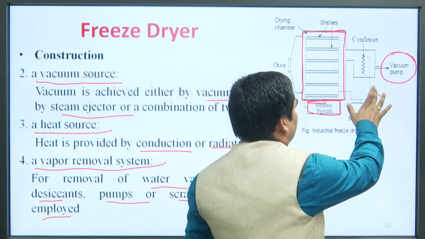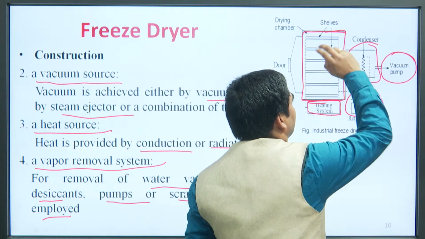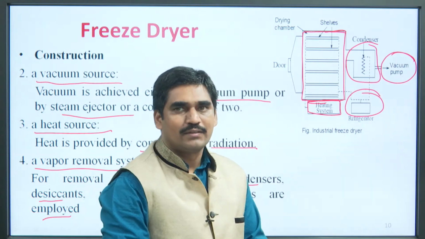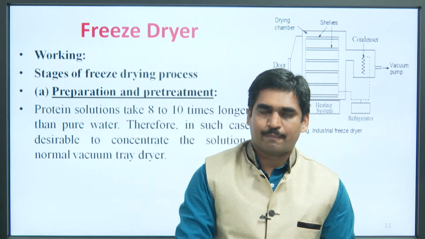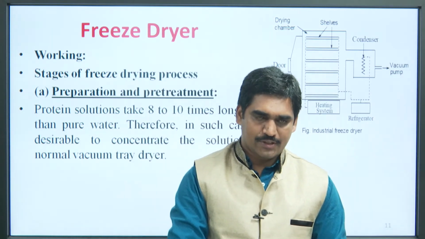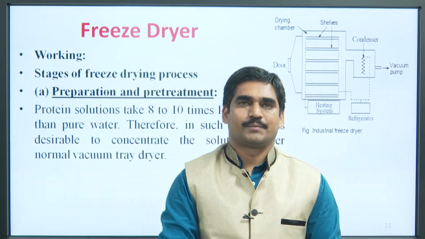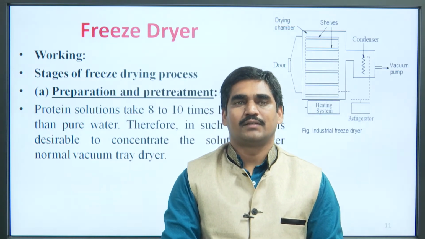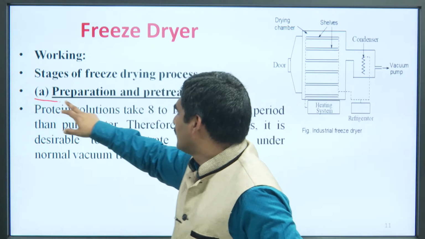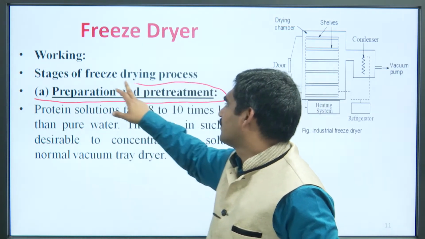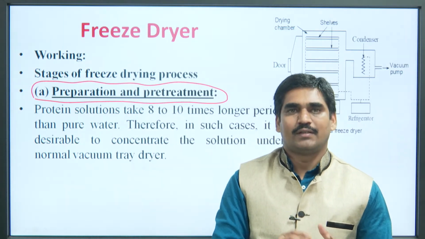So, here you will find a refrigerator also, and this is also attached with a condenser to condense the vapors. Now, working of freeze dryer. A typical freeze dryer has 5 stages in its working process. First one, preparation and pre-treatment. The first stage of freeze dryer is preparation and pre-treatment.